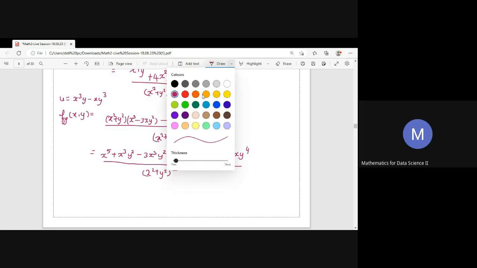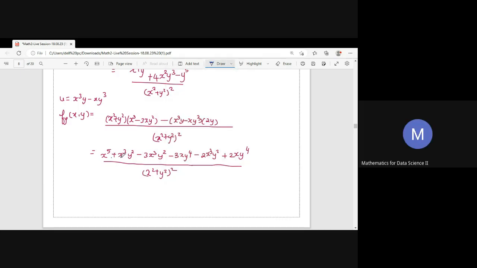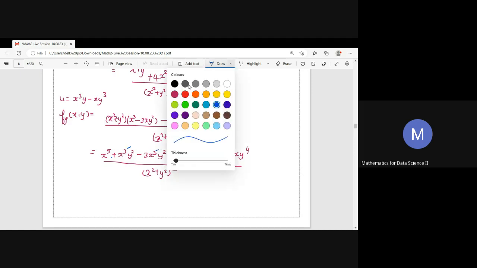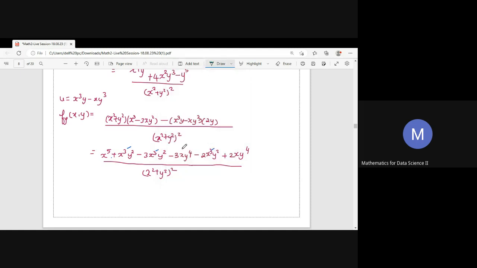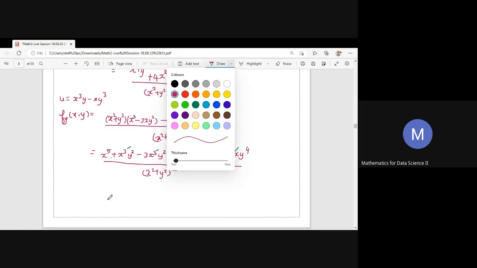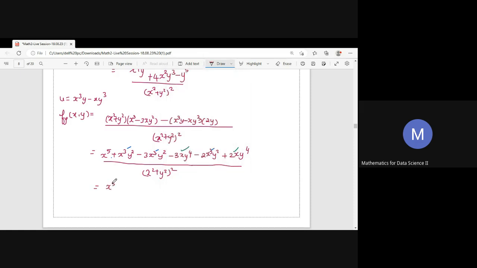Right. Now let us club the terms which are common. So x cube y squared, these two, and here this another one, and these terms are also common. So you have to club them together. If you are clubbing them together, you have x power 5 minus 4 x cube y squared, and then minus xy power 4, the whole divided by x squared plus y squared whole squared.